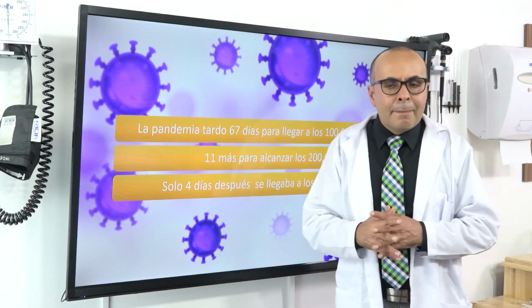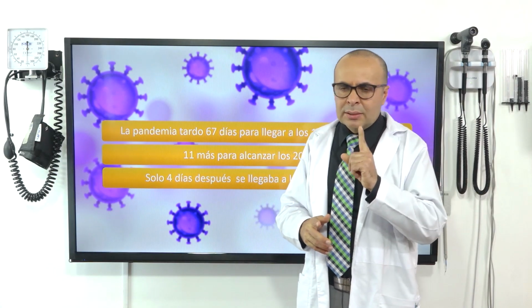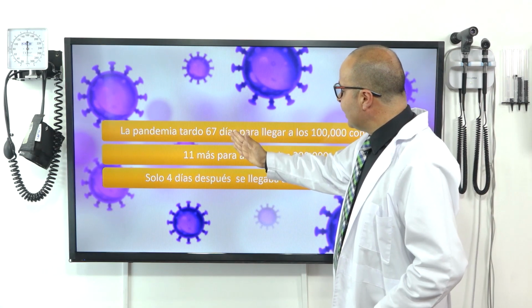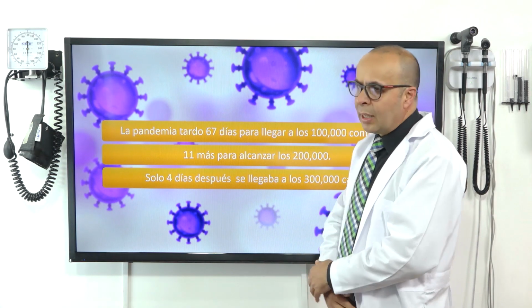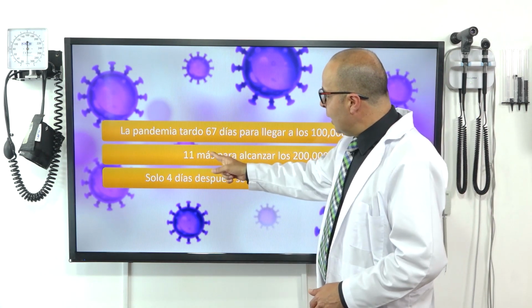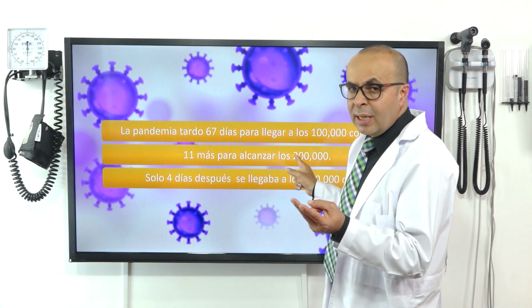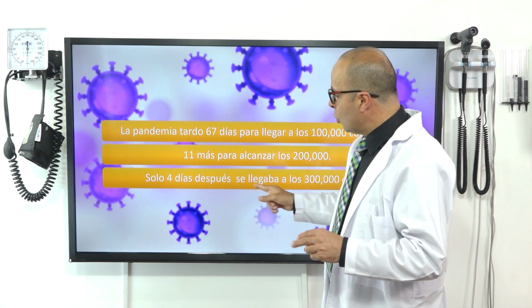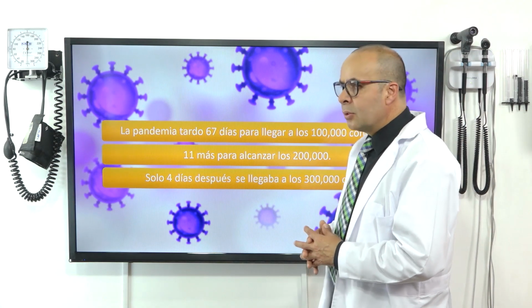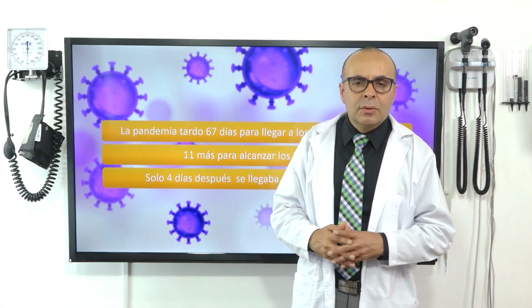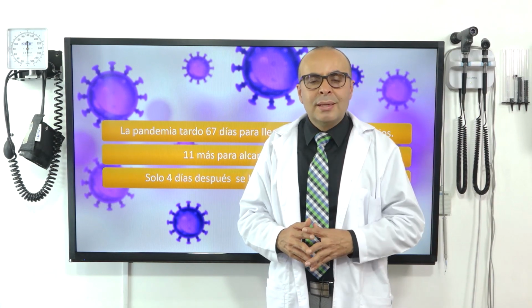This epidemic or pandemic is very powerful. Let's look at some important information. It took 67 days for the virus to reach 100,000 infected cases. 11 days later, there were 200,000 cases, meaning it doubled in 11 days. And only 4 days later, it reached 300,000 cases. And while we're making this video, there are already more than 500,000 infected people in the whole world.